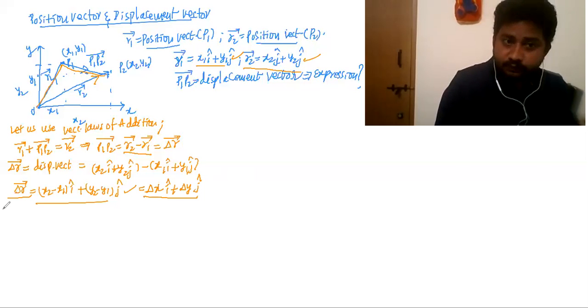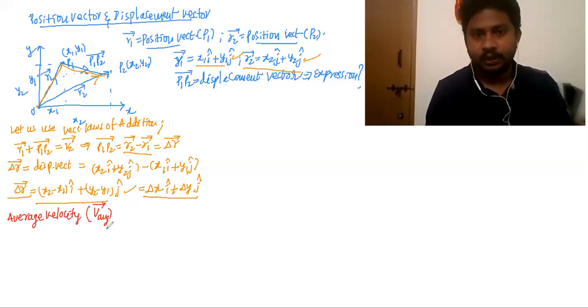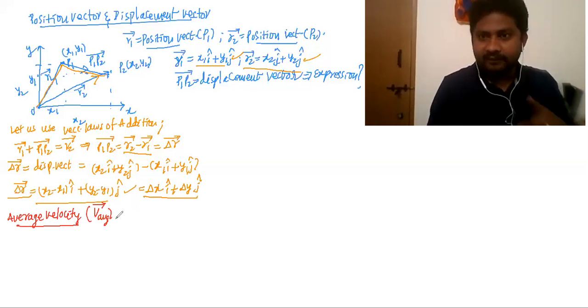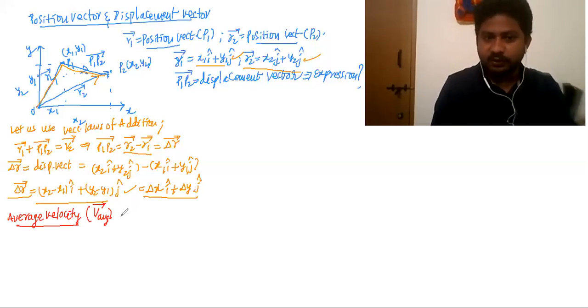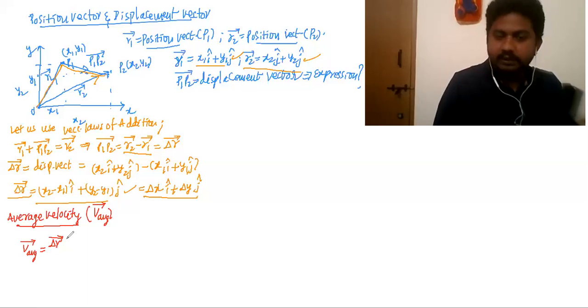Now let's concentrate on average velocity. What is that? Velocity is a vector quantity and average velocity is also a vector quantity, so that is V average bar. Everything we are talking about is velocities. This average velocity can be written very easily. You know, average velocity is total displacement by total time taken. So I am writing here: average velocity is equal to total displacement, delta r bar, by delta t.